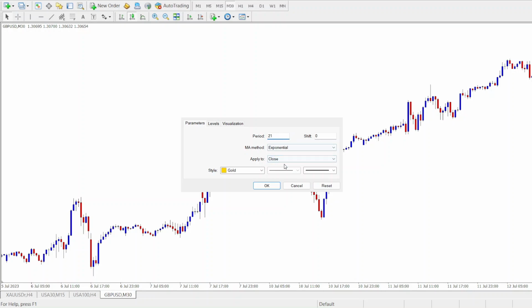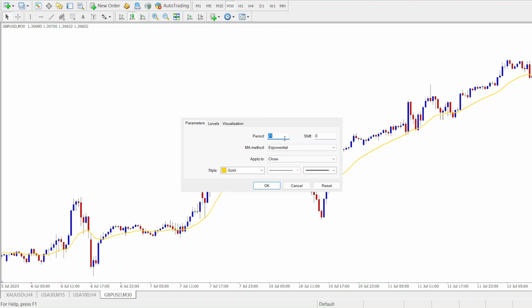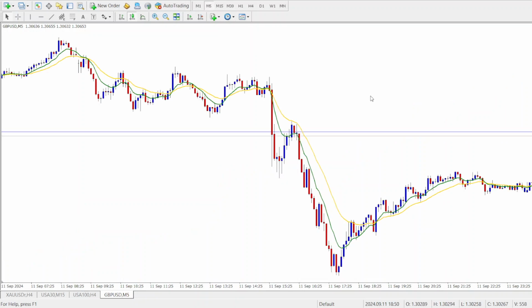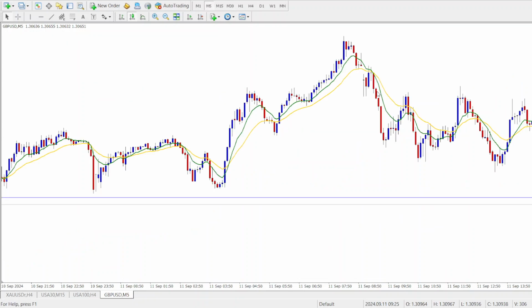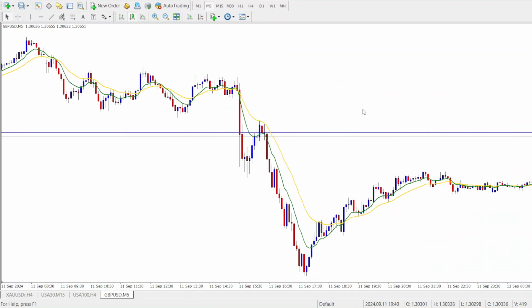So let us just set the 21 period first, and then we're going to go back and add another moving average and change it to 9. So we're going to use the 9 period and the 21 period moving averages for this strategy. Now for scalping, you might want to use a lower time frame such as the 1 minute or 5 minutes time frame. We're just going to use the 5-minute time frame in this video. These time frames show rapid price changes that scalpers rely on.